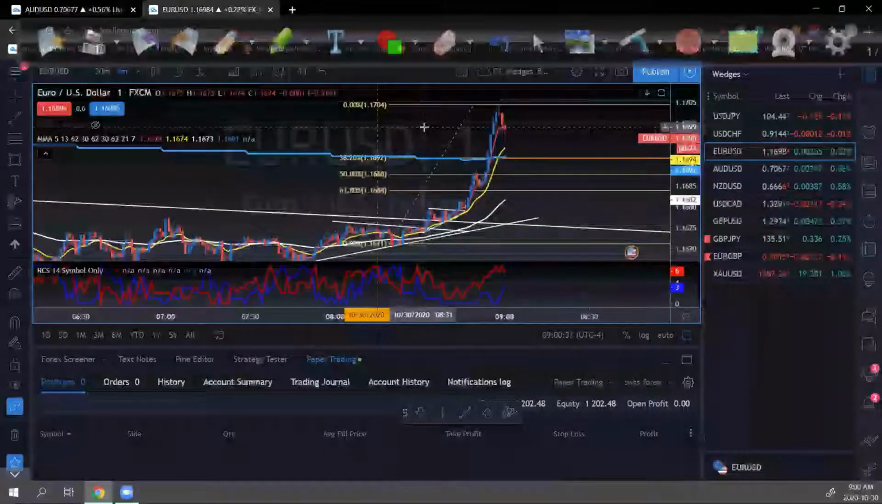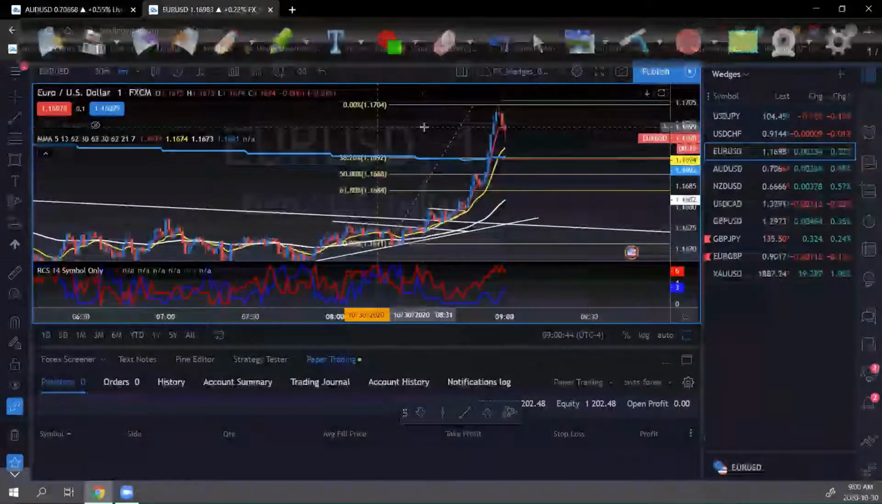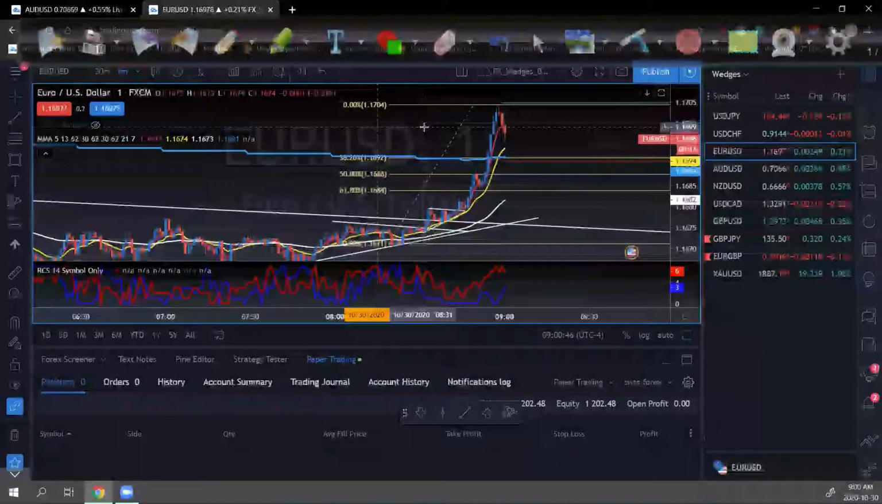Is it just random that the 38.2 retracement happens to sit on the same line that the 30-minute 62 is sitting on? The odds that it comes back down and tags it and then does something else are very, very high. And actually, if it tags that, I might enter again.